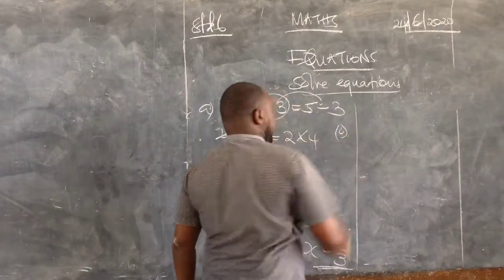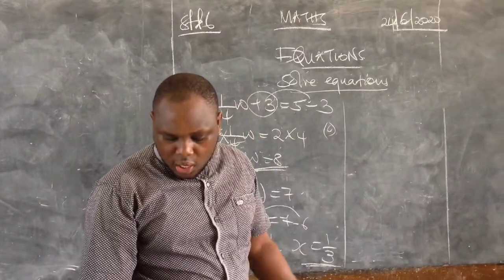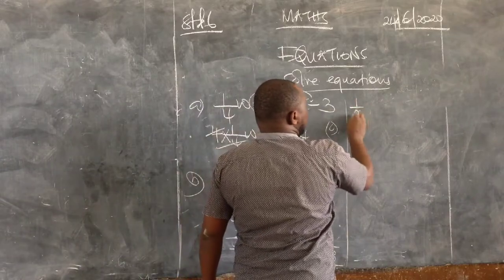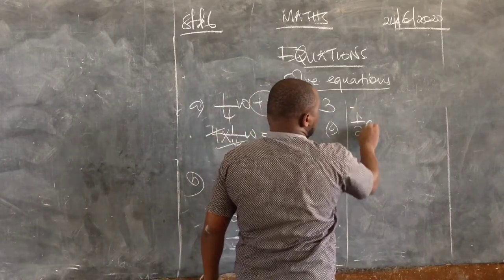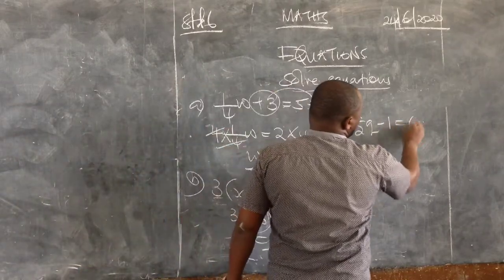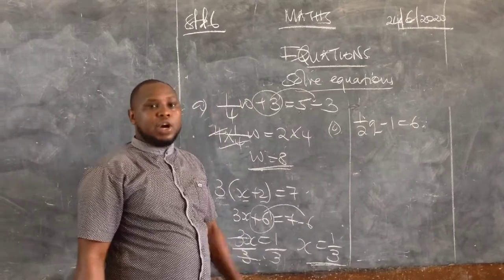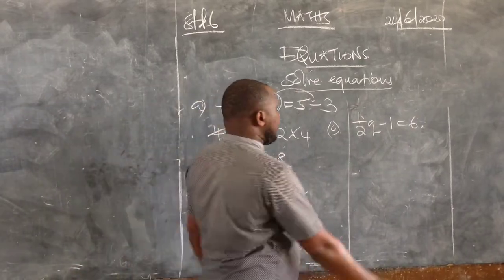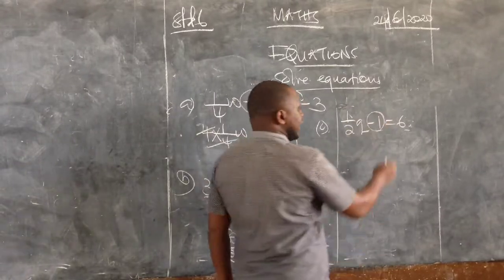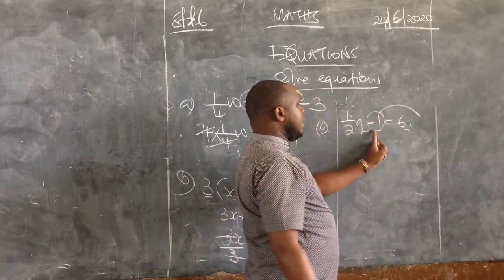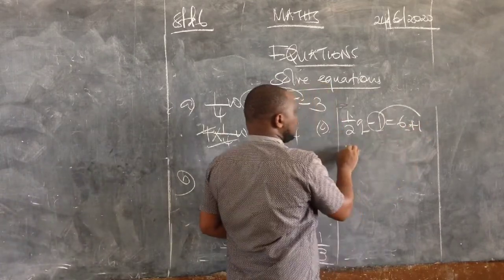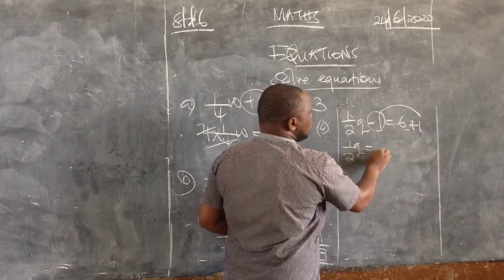Let's continue with our examples. You can also be given half q minus 1 is equal to 6. So learner, remember, grouping like terms together. Let's group them. This one looks like this one. So we are going to take this minus sign to the other side of the equal sign. And that is going to be negative. Crossing the equal sign is going to be plus 1. So this is going to be half q is equal to 7.